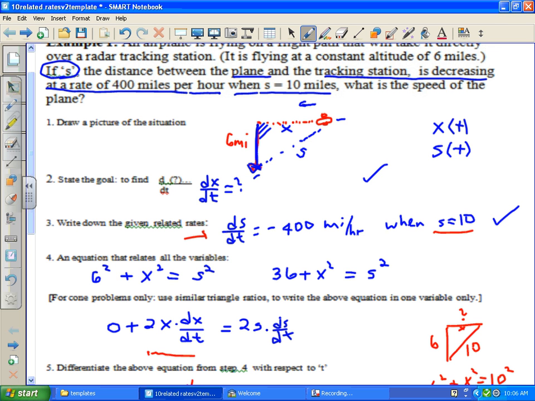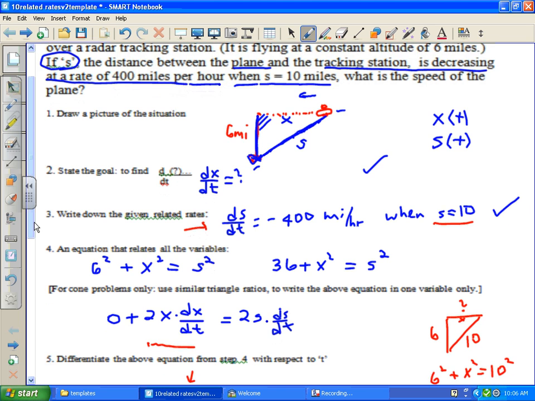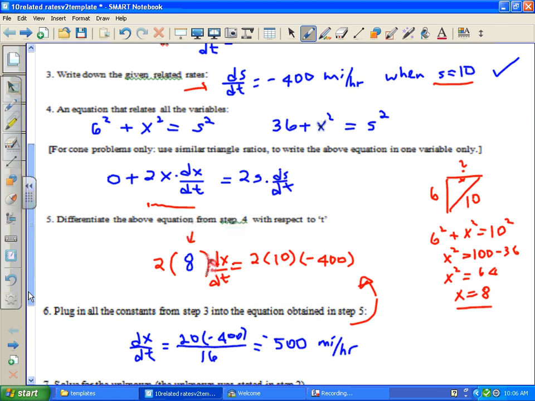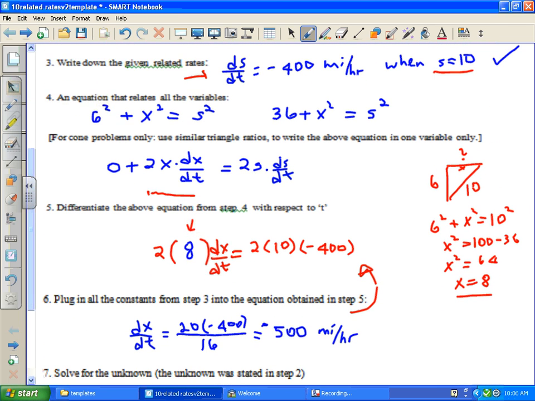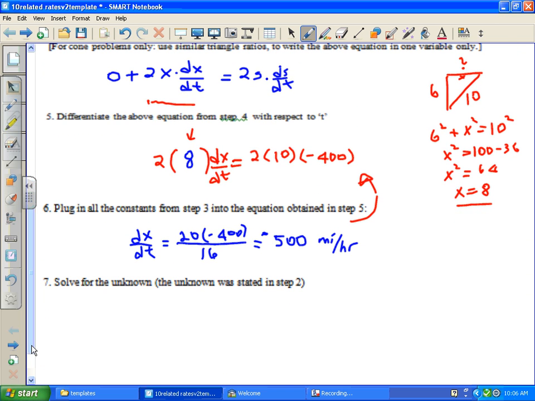So again, it makes sense that the answer turned out to be negative. So S is technically an angle? No, no, no. S is not an angle. As you can see in the picture, S is this distance from here to here. So S is the direct distance between the radar tracking station and the plane. Okay. Yes, another question, Joey? It was 500. Oh, no, it was negative 500. Again, the negative indicating that distance x is getting smaller and smaller as time goes by.